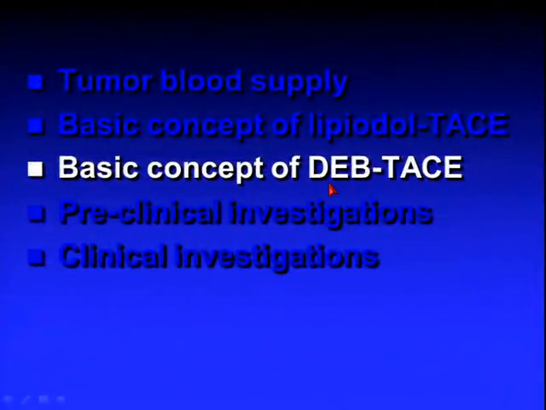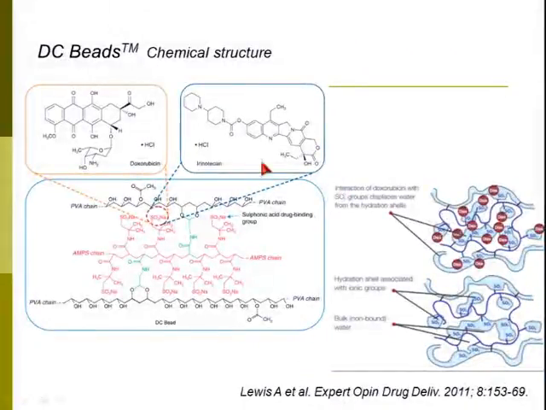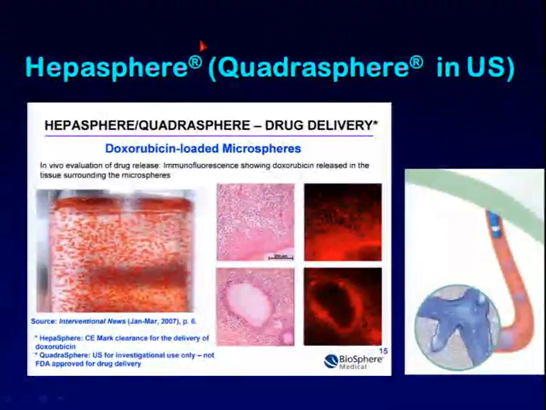How about drug-eluting bead, DEB-TACE? Drug-eluting bead is basically a particulate embolic material which can load anti-cancer drug. This is the DC Bead. Drug is loaded in the surface of the bead. This is the mechanism of drug loading. Positively charged anti-cancer drugs such as doxorubicin or irinotecan are loaded in the bead by an ion exchange mechanism. And this is another drug-eluting bead, HepaSphere.